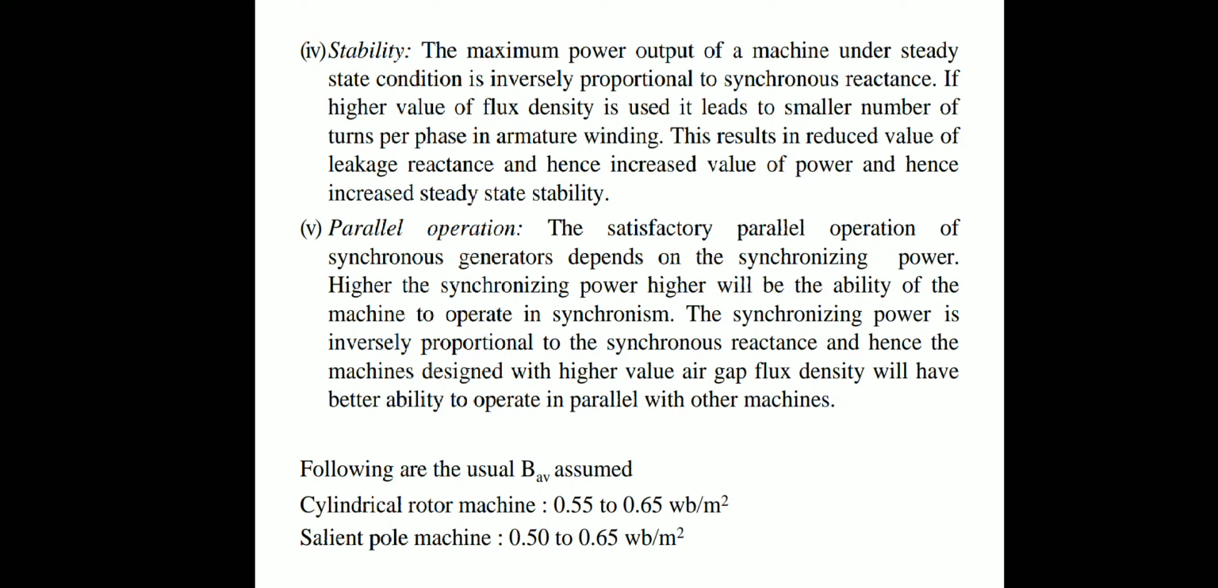Following are the usual values of specific magnetic loading assumed. Cylindrical rotor machine: 0.55 to 0.65 Weber per meter square. Salient pole machine: 0.50 to 0.65 Weber per meter square.